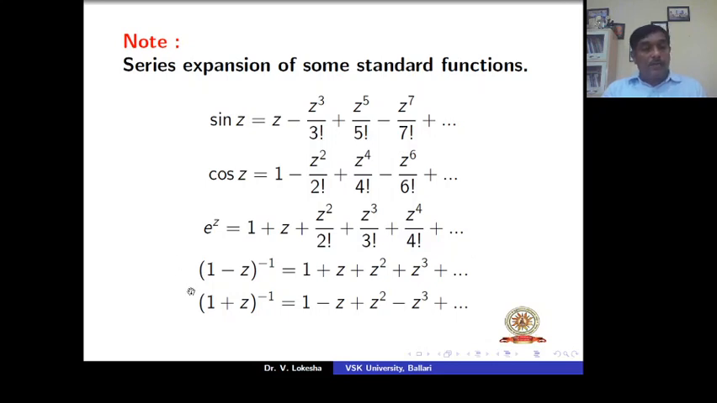And also 1 by 1 minus z is a geometric series expansion, that is 1 plus z plus z square plus z cube plus etc. For 1 by 1 plus z, the terms alternate between positive and negative, so that can be expressed as 1 minus z plus z square minus z cube plus etc. Suppose you have the power of minus 2, then you can write it as 1 plus 2z plus 3z square etc., with coefficients 2, 3, 4 etc.